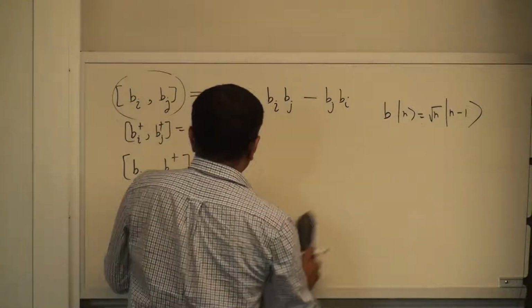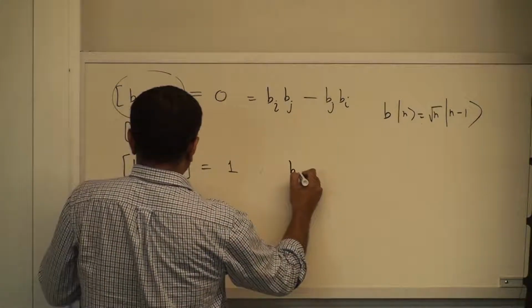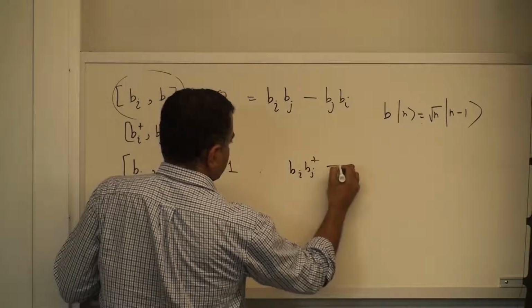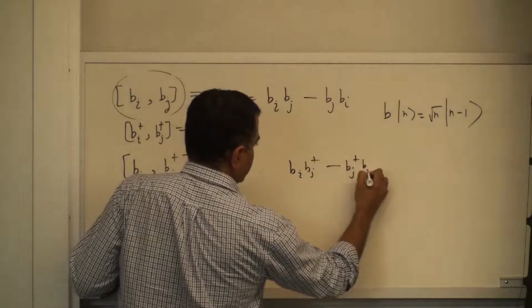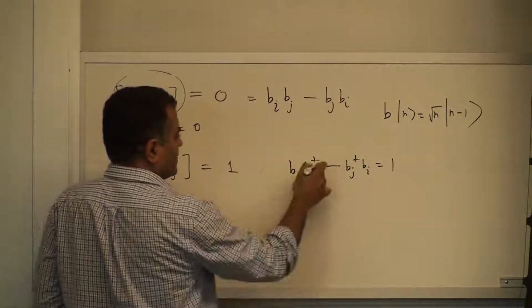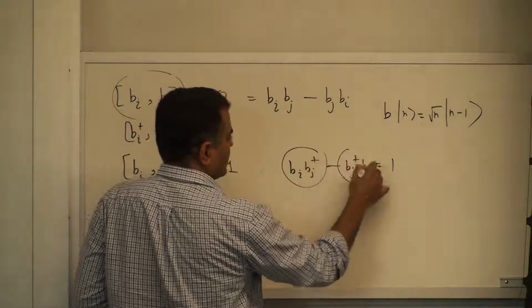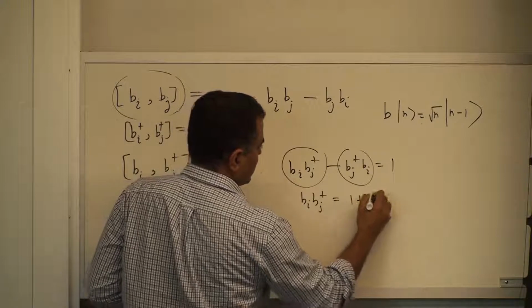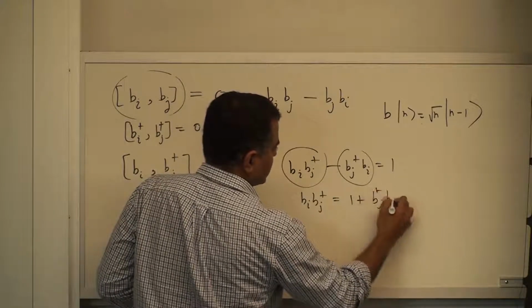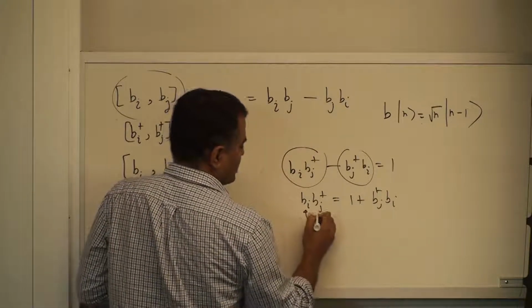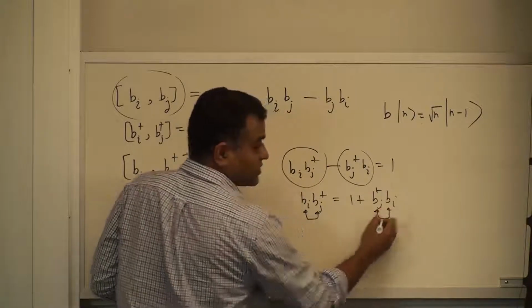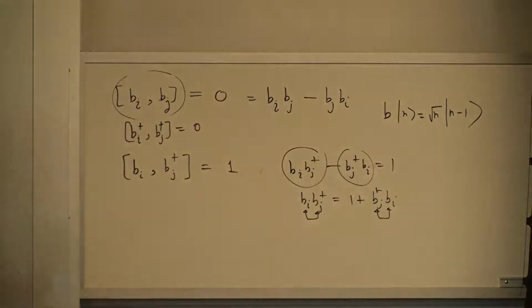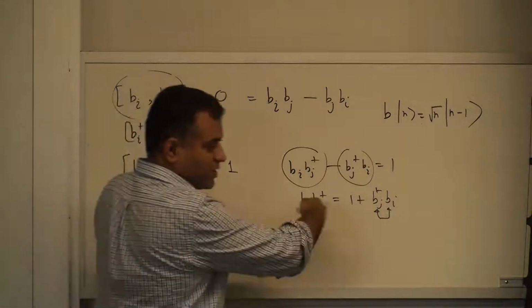Okay, so that means I can treat b_i b_j† minus b_j† b_i as equal to 1, and then, though they are operators, I can move them around. I can do 1 plus b_j† b_i, but all that I need to do is make sure that I don't flip the order of the two. That's all. I must not flip the order of the two. But other than that, I can move them around in an equation and do all that.